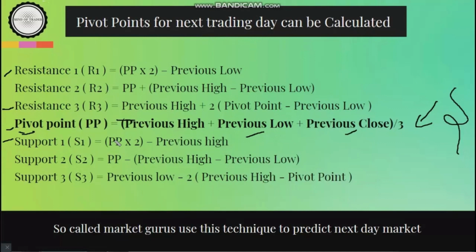And then support 1 is double of the pivot point minus previous high. Support 2 is the pivot point minus previous high plus previous low. And support 3 is previous low minus double of previous high minus pivot point. So whatever figures come out individually, just put them on the chart, and those will be your pivot points for the next day.